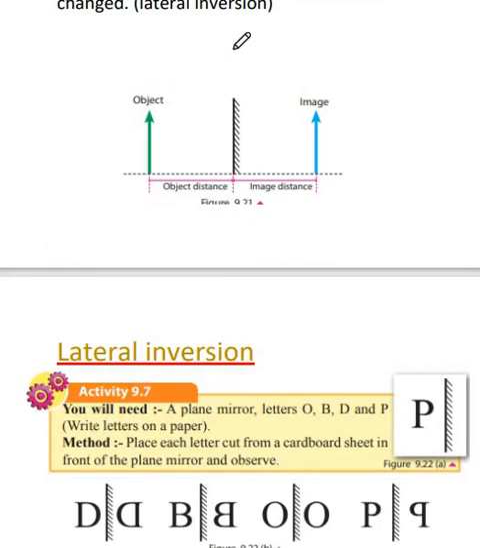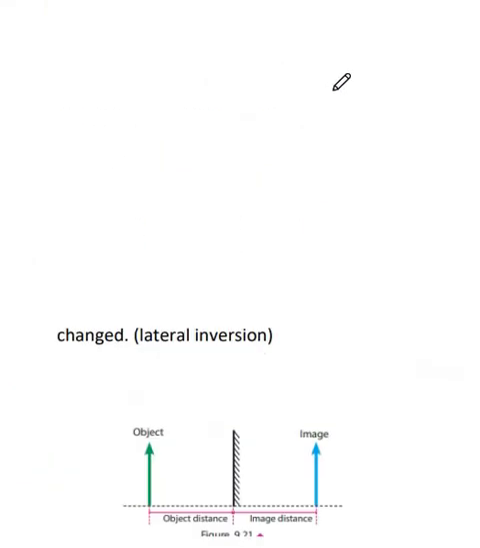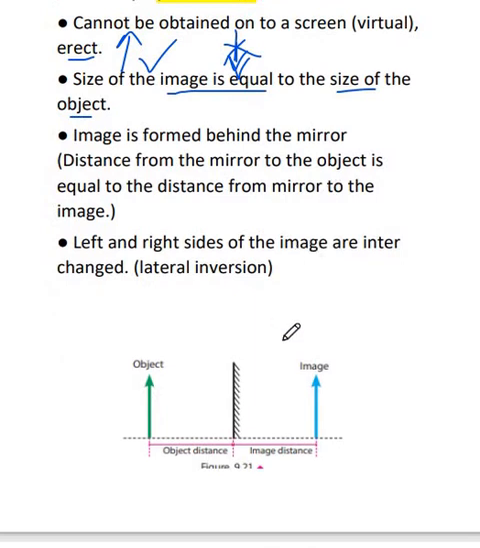So this is a diagram which summarizes everything. Image is going to be virtual. Distance will be the same, sizes will be the same, and laterally inverted. Left and right sides will be switched.